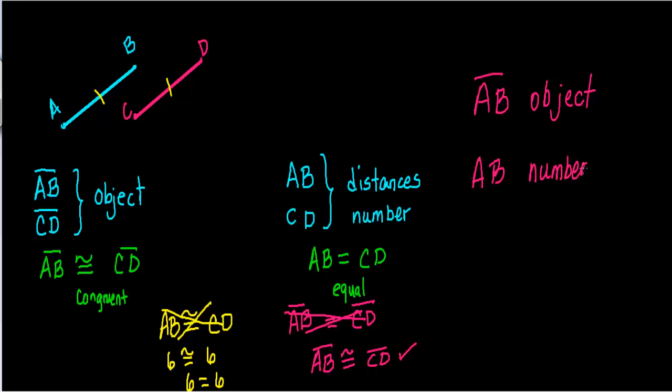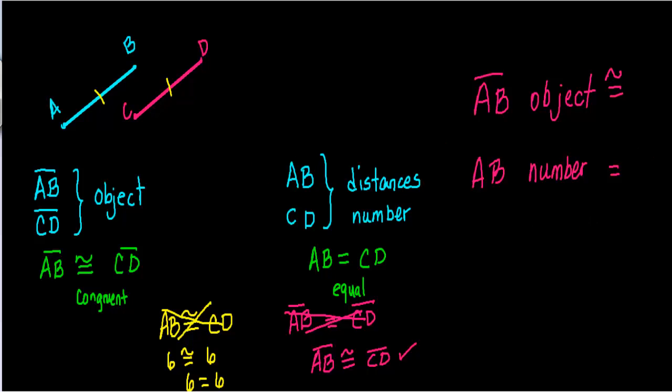If we know the number, we can say that they are equal, but we cannot say that they are congruent. So for objects, we use congruence symbol. For numbers, we use equal symbols. Okay? And there you have it.